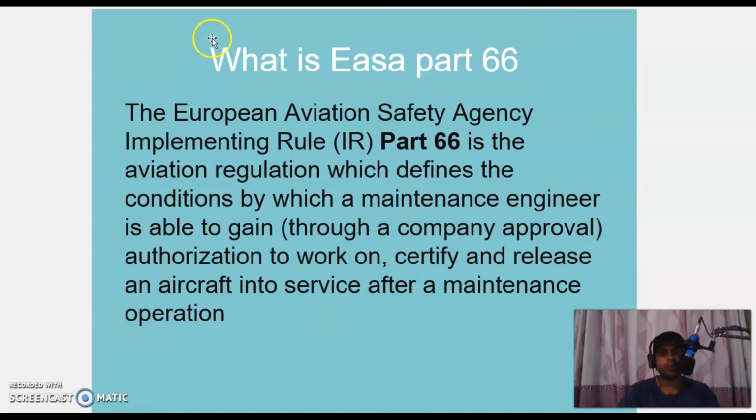Then we will move to what is EASA Part 66. It is the European Aviation Safety Agency implementing rule. Part 66 is the aviation regulations which define the conditions by which a maintenance engineer is able to gain, through company approvals, authorizations to work on, certify and release an aircraft into service after a maintenance operation. It means this license belongs to the persons who are going to work on aircraft, certify and also release an aircraft. It means the person who is going to sign the CRS of an aircraft.